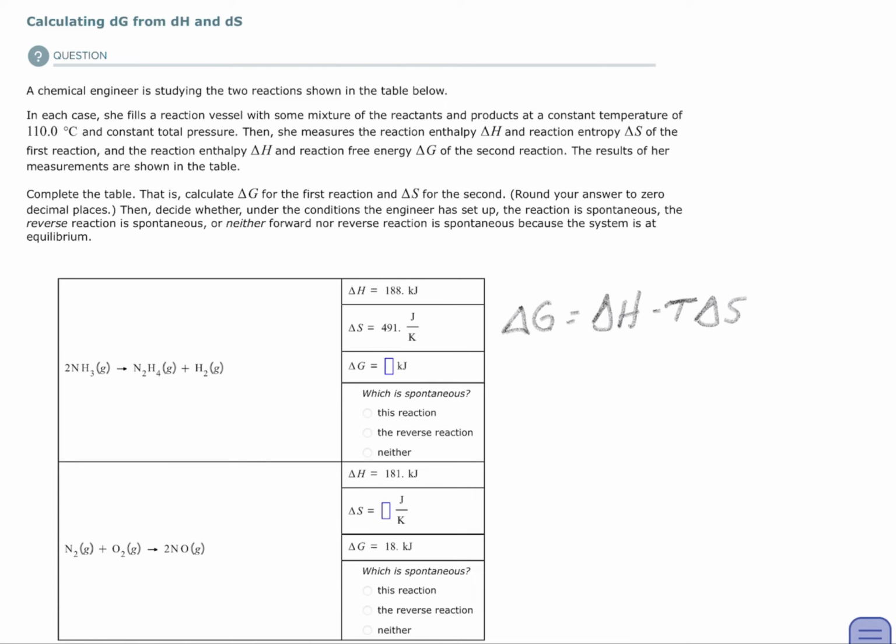Now notice that the entropy is in joules per Kelvin, not kilojoules per Kelvin. You have to remember that. And that the Gibbs free energy is in kilojoules. So there's just a few things to have a red flag about.